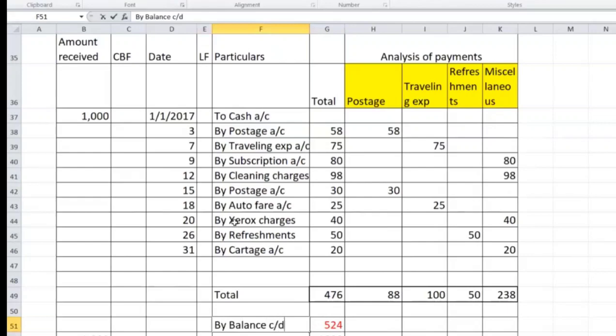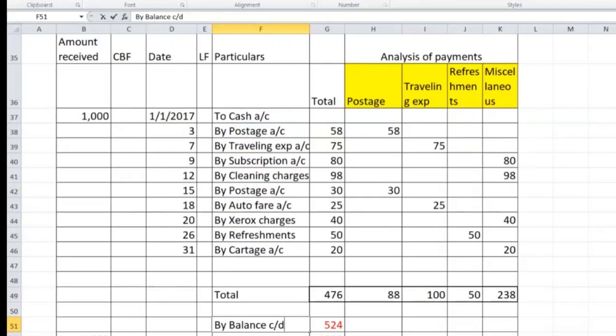How did you get it? First, what is the total of both sides? You check. It is 1000 rupees on both sides. Then find out the total of credit, which is 476. 1000 minus 476, then you will get 524. Clear?